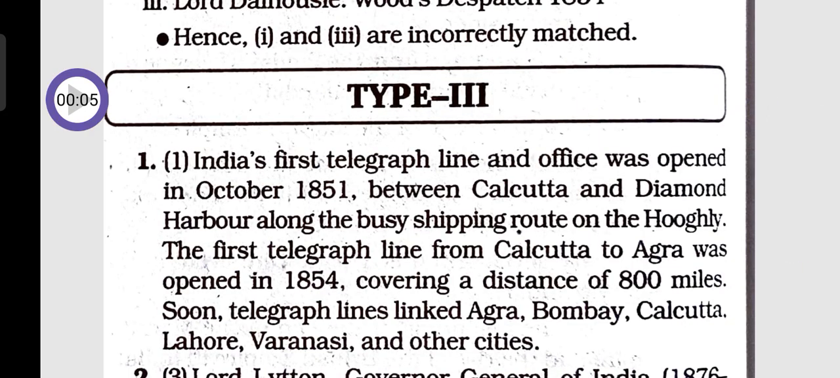India's first telegraph line and office was opened in October 1851 between Calcutta and Diamond Harbour along the busy shipping route on the Hooghly. The first telegraph line from Calcutta to Agra was opened in 1854, covering a distance of 800 miles. Soon, telegraph lines linked Agra, Bombay, Calcutta, Lahore, Varanasi, and other cities. So option 1 is the correct answer, which is from Calcutta to Agra.